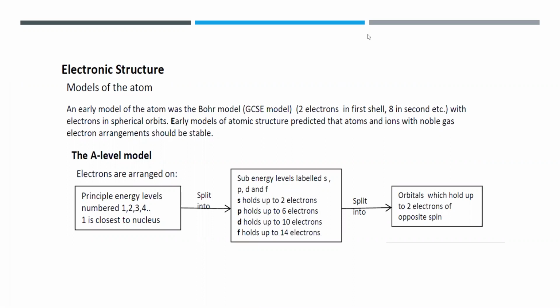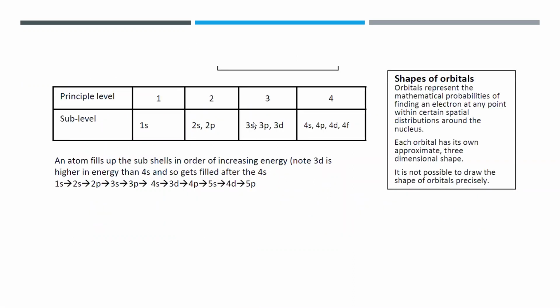Now, you have to learn how we will write the electronic structure. So you can see here, principal level means this is a shell and this is a subshell. So the first shell only has one division, that is s. But the second shell has 2s and 2p. Third shell 3s, 3p, 3d. Fourth shell 4s, 4p, 4d, and 4f.